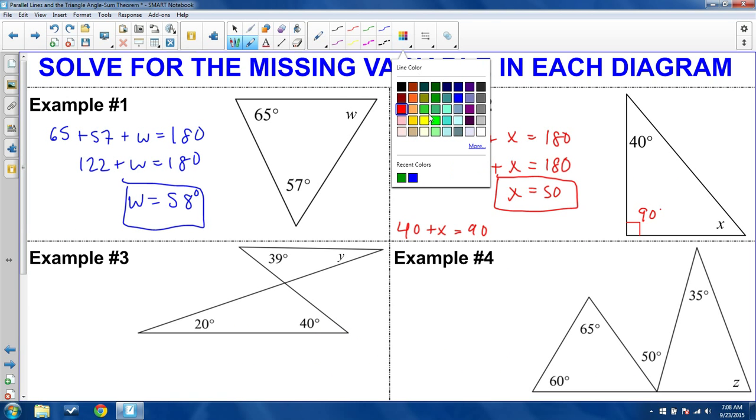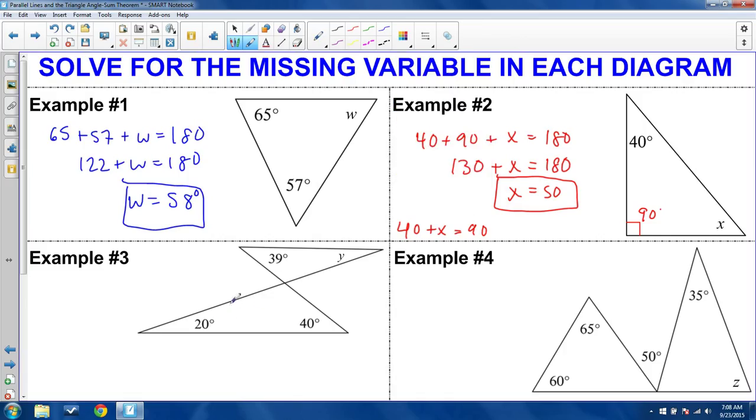Let's do example number 3 here. We have two different triangles here. We're trying to solve for the angle there. We're missing this angle here, but these are vertical angles, so it's important to know when I find the measure of one, I can get the measure of the other. So first, I'm just going to put a little x here to say I have to solve for this angle measure first. And I have these two angle measures here, 20 and 40.